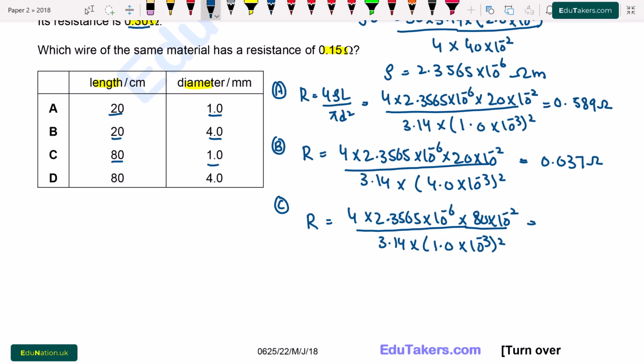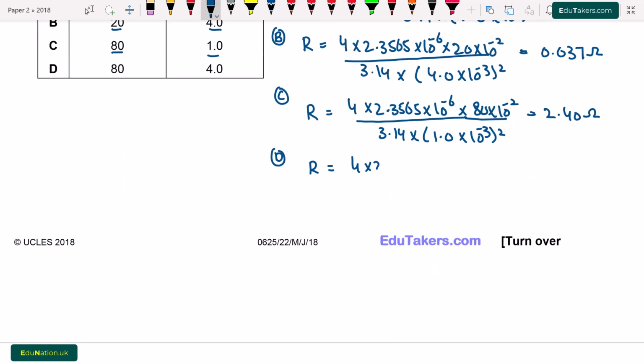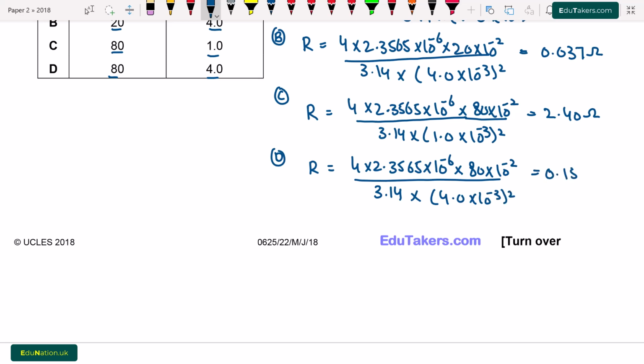So resistance will be equal to 2.40 ohm. For the data given in option D, resistance will be equal to 4 multiplied by 2.3565 into 10 to the power minus 6, and length is given again 80 centimeter. So I write here 80 into 10 to the power minus 2 divided by 3.14 into diameter, which is 4.0. So I write here 4.0 into 10 to the power minus 3 square. So the resistance will be equal to 0.15 ohms.